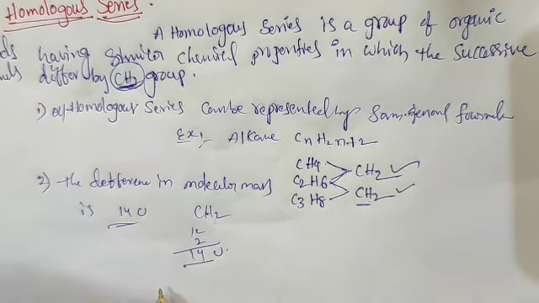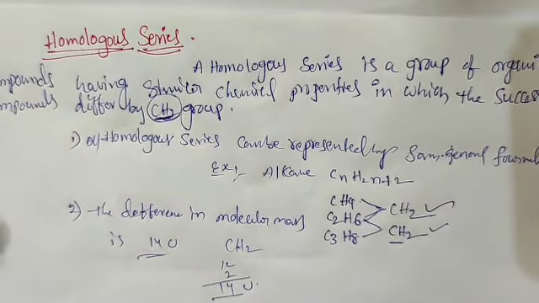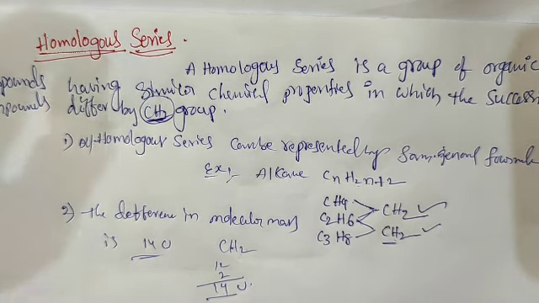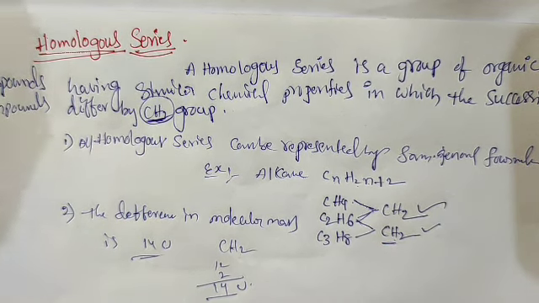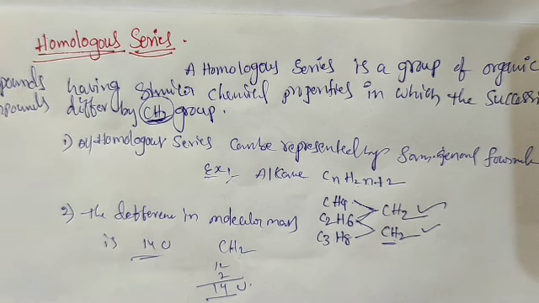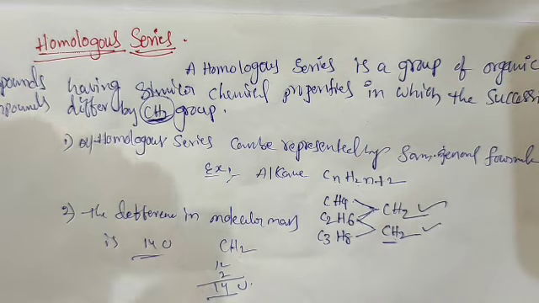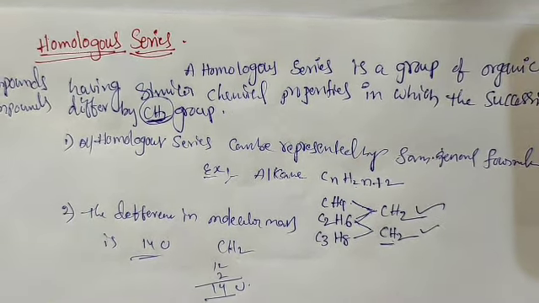If a question comes, what is homologous series? Homologous series means a group of organic compounds having similar chemical properties but different physical properties. Successive members of this homologous series differ by CH2 group. Mass differs by 14 units. This is all about homologous series.